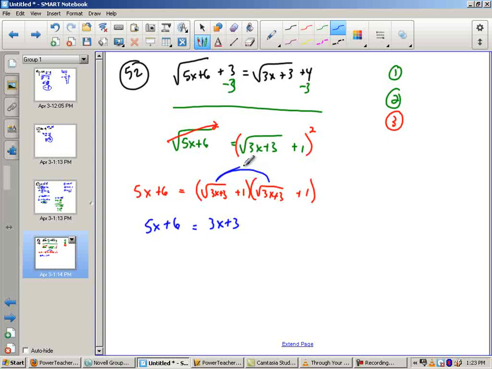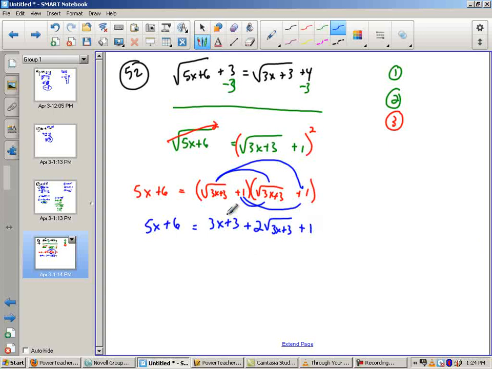Then I need to go through the other steps. This is 1 times 3x plus 3. This is 1 times the square root of 3x plus 3. If I add 1 plus 1 in that process, I'm going to have two of them. I'll get 2 times the square root of 3x plus 3. And then last but not least is the 1 times 1, which is plus 1.